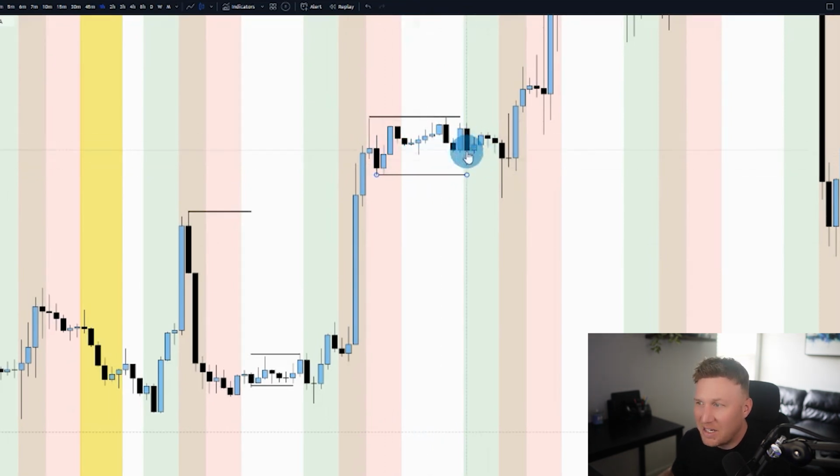We came into London here and it really didn't do too much, and that's perfectly fine. If it doesn't happen in London, we would look for it to make the same exact pattern coming into New York London overlap.